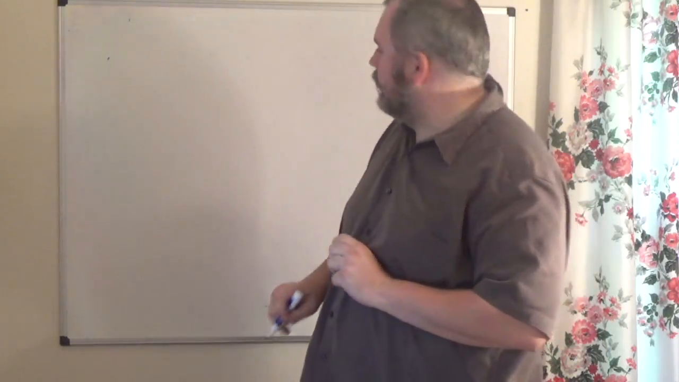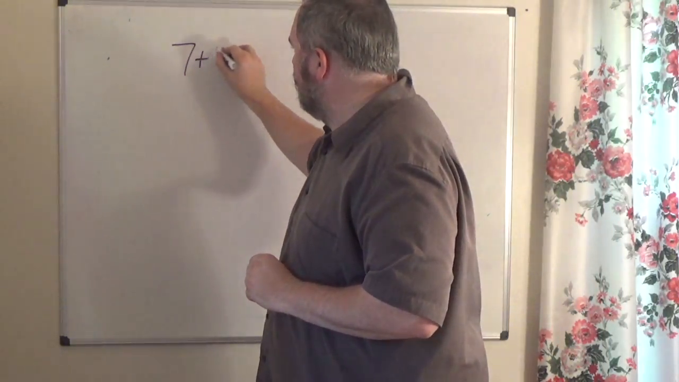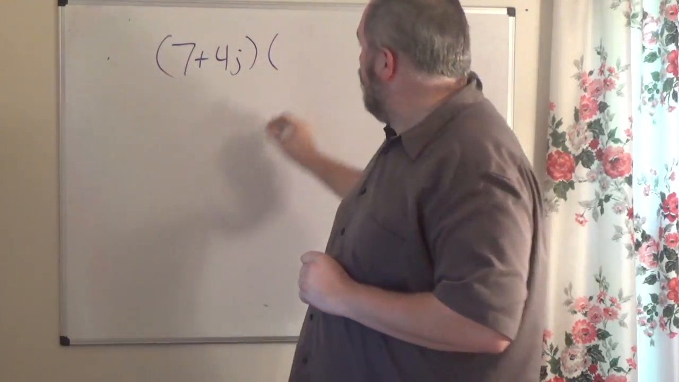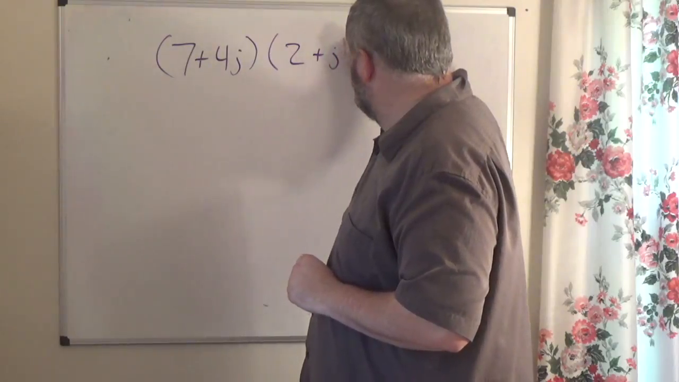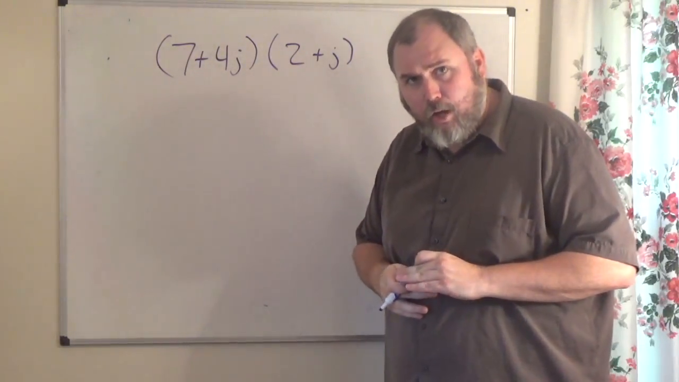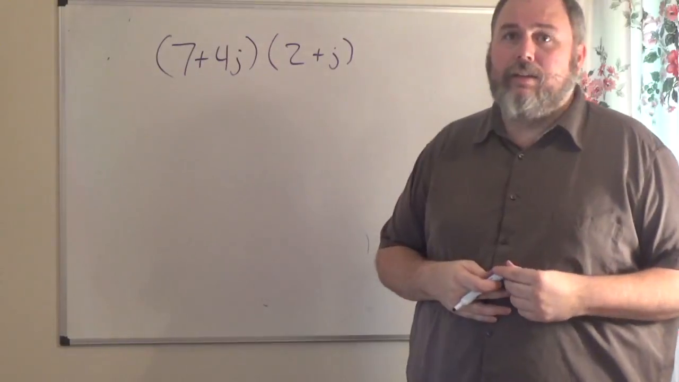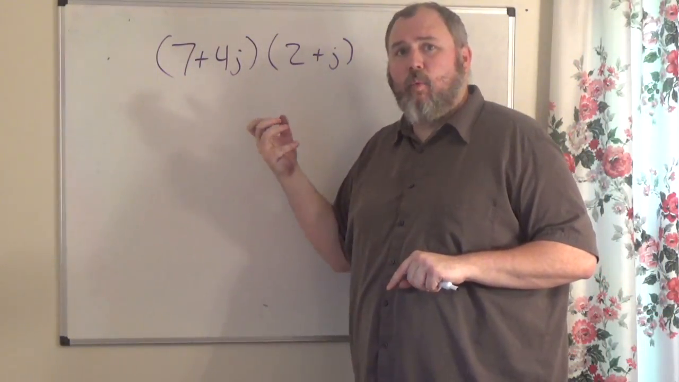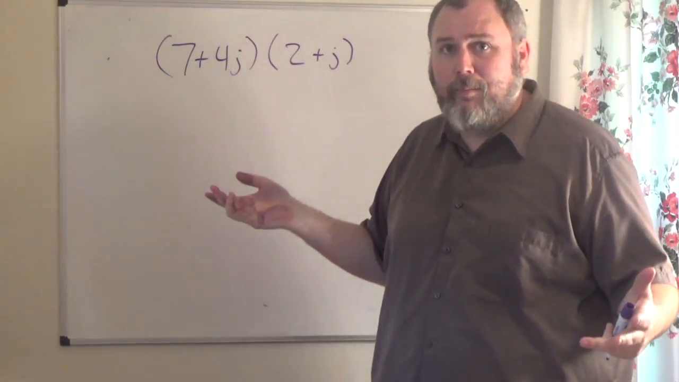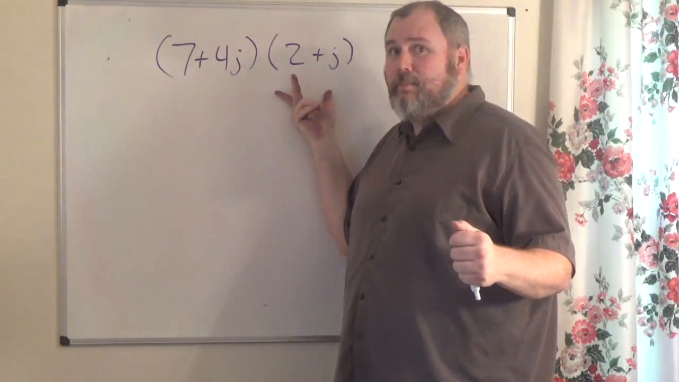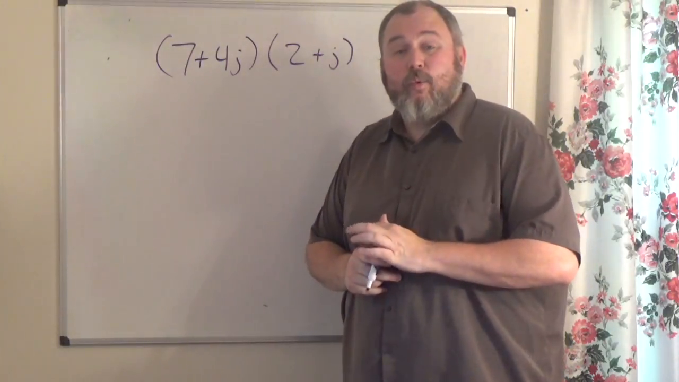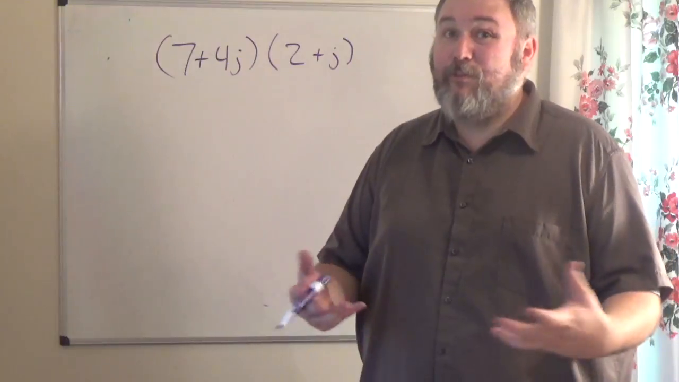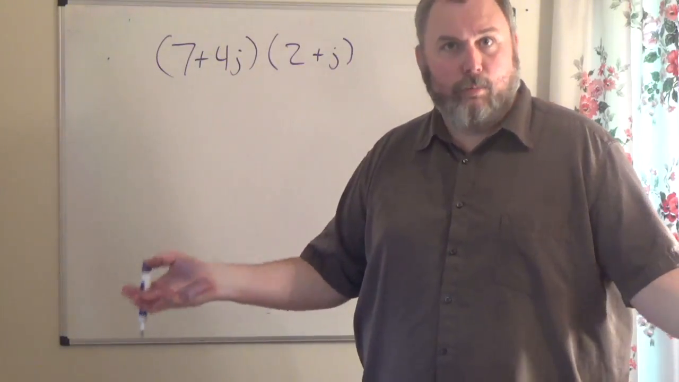So, we have 7 plus 4j times 2 plus j. All right? So, how do I go about solving this? Well, what's it look like? Yes, it's a complex number, but what else is it? It's also a binomial being multiplied by another binomial. So guess how we treat it? We treat it just like if we were multiplying binomials. How do we do that? FOIL! We use the FOIL method.